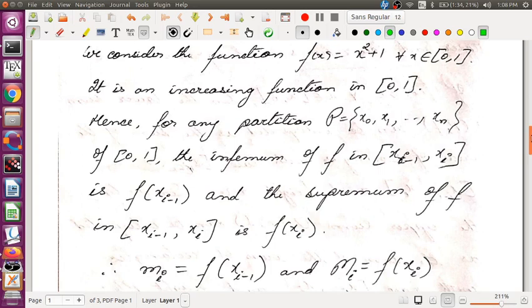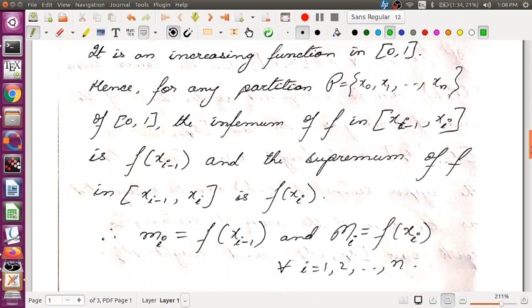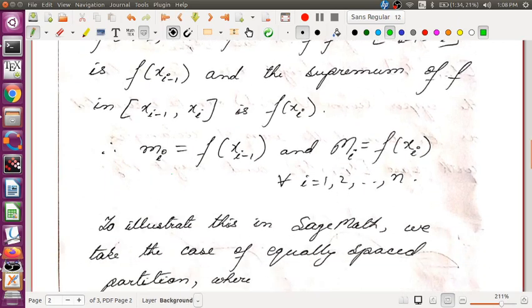So it is an increasing function, and hence for any partition P = {x0, x1, up to xn} of [0, 1], the infimum of f in [x_{i-1}, x_i] is actually f(x_{i-1}), and the supremum of f in this interval is f(x_i). So small m_i is f(x_{i-1}) and capital M_i is f(x_i) for every i.